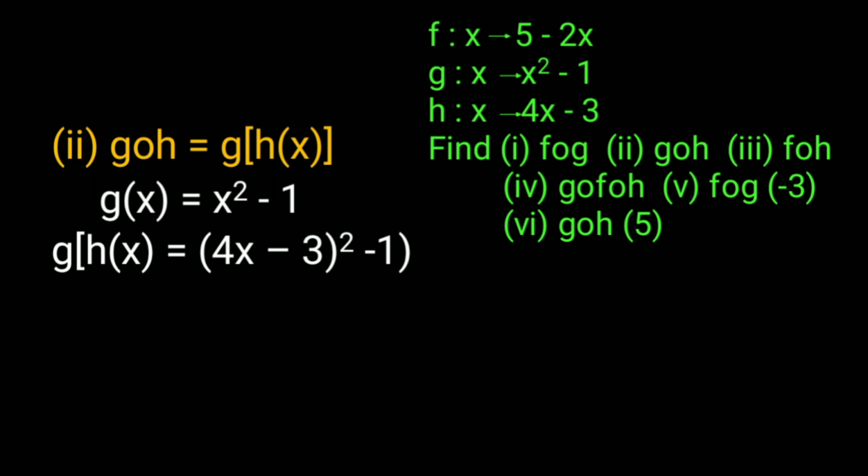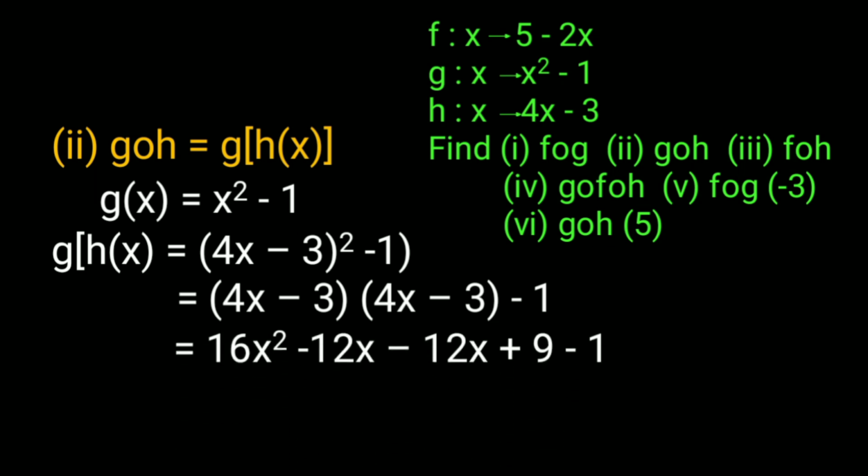And therefore, our g of h in this case is 4x minus 3 squared minus 1. And of course, we need to open up the bracket. Opening up the bracket is 4x minus 3 multiplied by itself, minus 1. And of course, if you open this, then we have 16x squared minus 12x, minus 12x, then plus 9 minus 1.